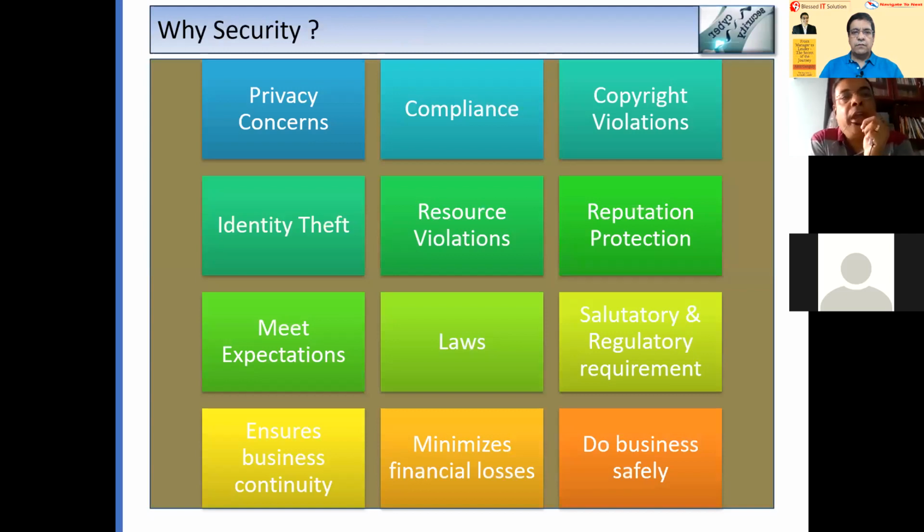Now when we are talking about security, there are terminologies or jargons which come. One is the privacy concern. Of course, we need to keep privacy. That is the reason the security measure has to be in place. Identity theft, our details should not be stolen. We should be able to meet the expectations of our clients. And for that reason, protecting the data is a must. So we have to ensure our business continuity. We have to keep in mind the compliance, the audit part.